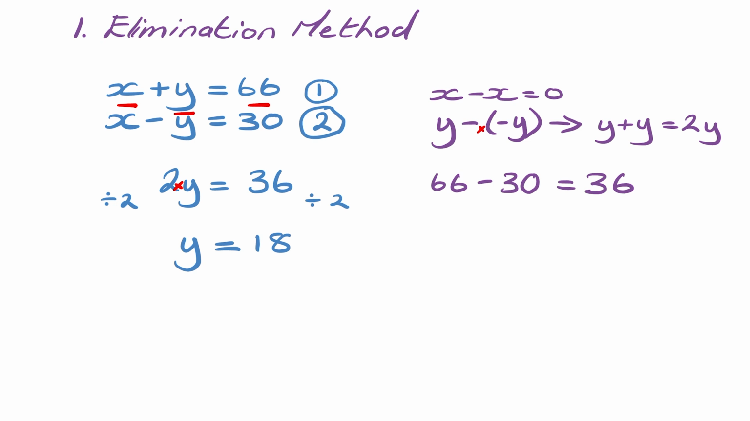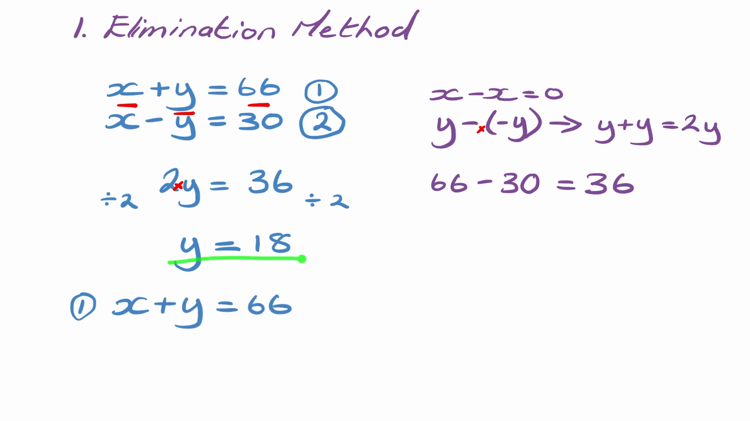And then what I'm going to do is put this value of y being 18 into one of these equations. And I think the best one probably to put it in is the first one, equation 1, because y here is positive, and that's a positive value, so let's stick with that. So if I bring equation 1 down, that was x plus y equals 66.